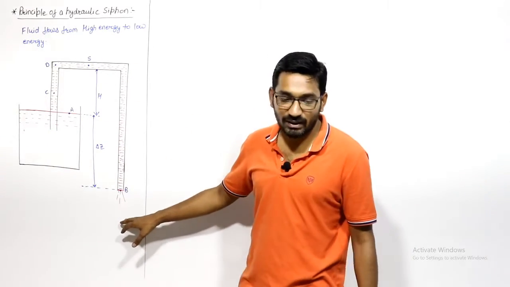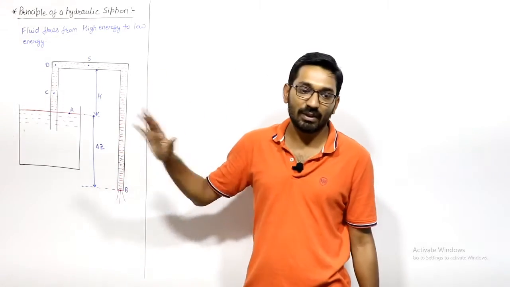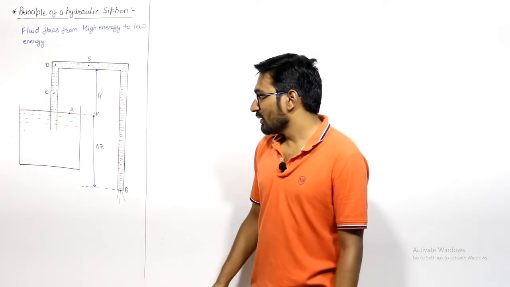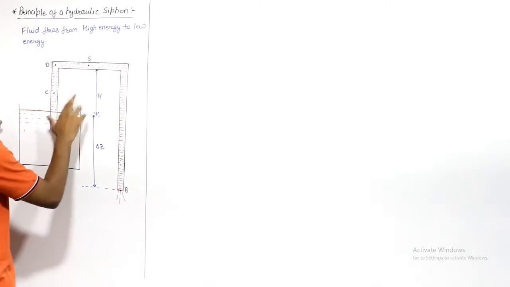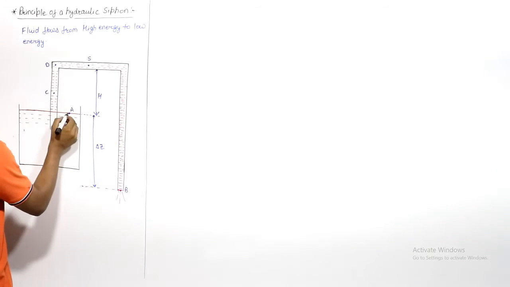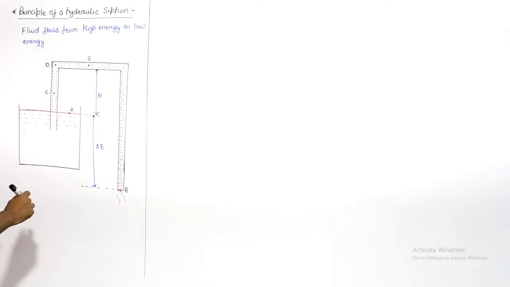Just one thing you have to take care of: the second end of this pipe will be below the level of the liquid in the tank, right? We will discuss why. So if this is the case, let us say this is the initial level of the tank, and at the free surface I take a point A, and at the exit here I take a point B, right?